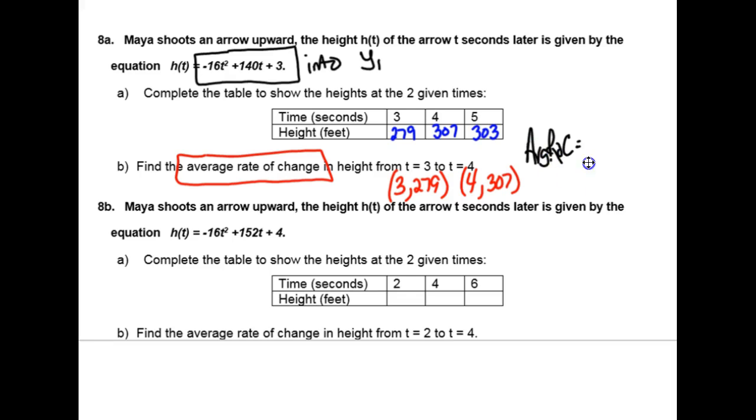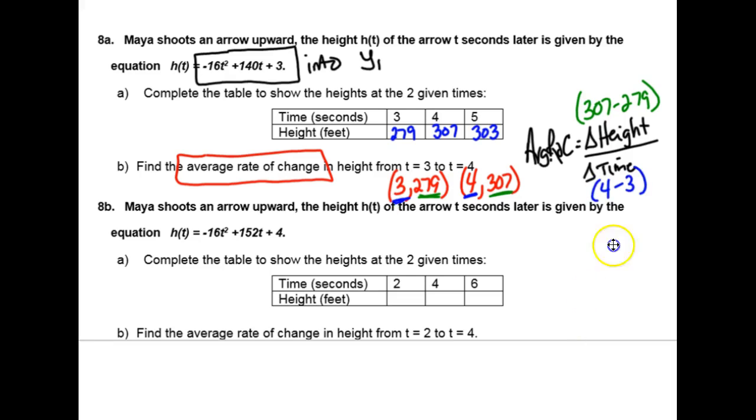So what you do is you take the change in the height, which is y, and you divide by the change in the time, which is x. So for us, the change in the height goes from 307 minus 279, but since I know you guys are going to type this in your calculator, please use parentheses, and then divide by the change in the time. You got to go in the same order though. So we did 4 minus 3 then if we kept that order.